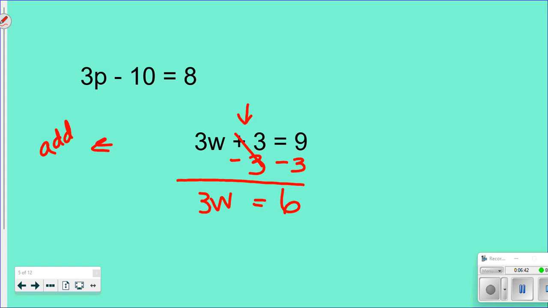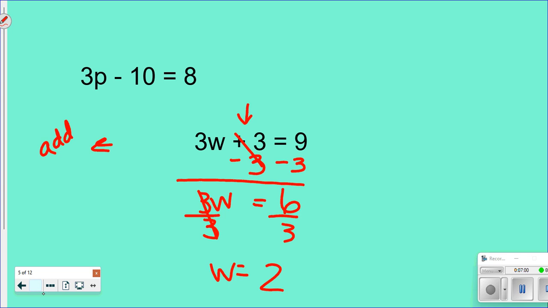Now it's my 3w equals 6. How do I solve this? Well, 3 times w, I have to divide to get rid of it. Same thing on this side, and I have w equals 2. Now if I put 2 back in, 3 times 2 is 6, plus 3 is 9, and it checks out.